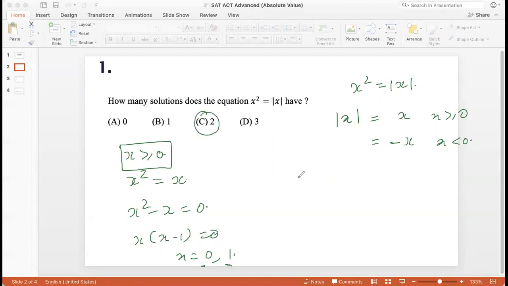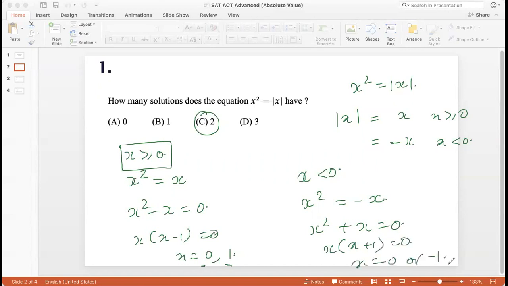Let's look at x less than 0. Then I can say x squared is equal to negative x. So this would be x squared plus x is 0, so x times (x plus 1) is 0. So x is 0 or negative 1. Now, we have already taken x equal to 0 as a solution, so we don't have to consider this. But x equal to negative 1 satisfies this, right? So the right answer for this is 3 solutions: 0, 1, and negative 1.